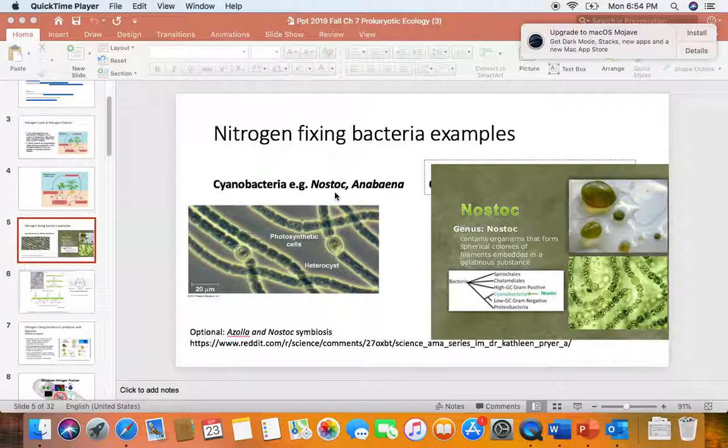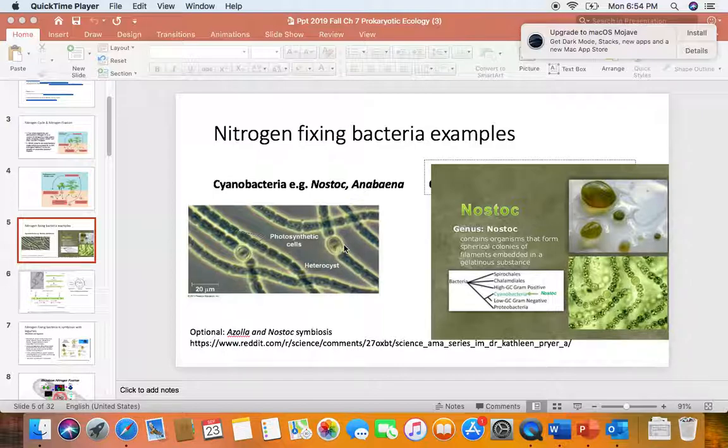So the challenge for cyanobacteria is that nitrogenase, the enzyme that performs nitrogen fixation, is inactivated by oxygen. We say it's oxygen sensitive. So to function, nitrogenase has to be in an anaerobic environment. Different microbes have different strategies. The strategy cyanobacteria use is they make a different cell.